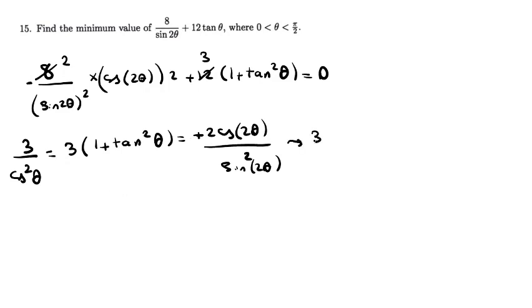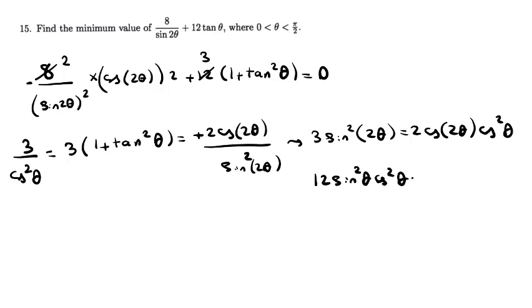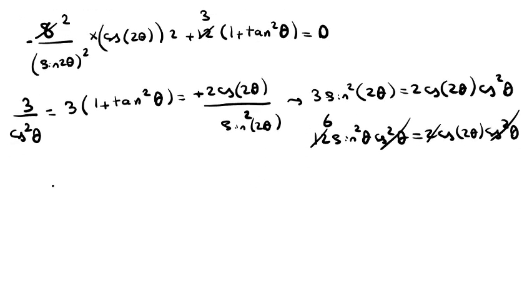Now let's cross multiply, we will have 3 sine squared 2 theta equals 2 cos 2 theta cos squared theta. You can say sine 2 theta is 2 times sine theta cos theta, squared. It will be 3 times 4, 12, sine squared theta cos squared theta equals 2 cos 2 theta cos squared theta. You can cancel cos squared theta from both sides. Now let's simplify. 12 over 2 is 6. So 6 sine squared theta equals cos 2 theta, which equals 1 minus 2 sine squared theta.